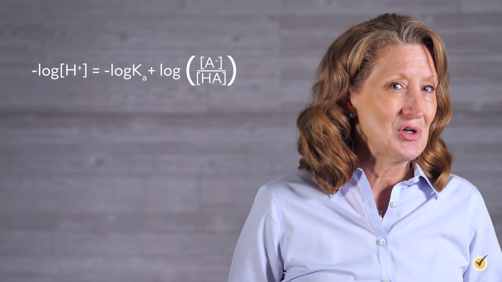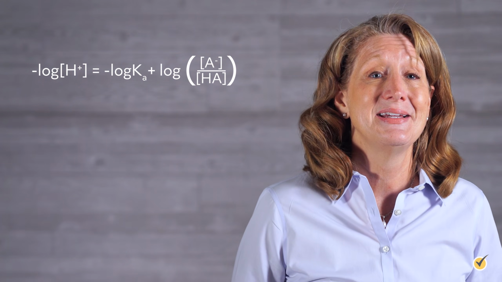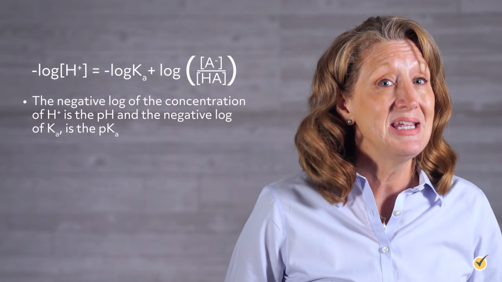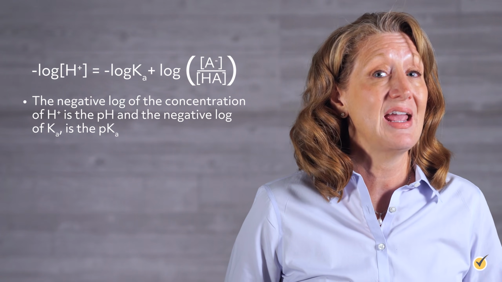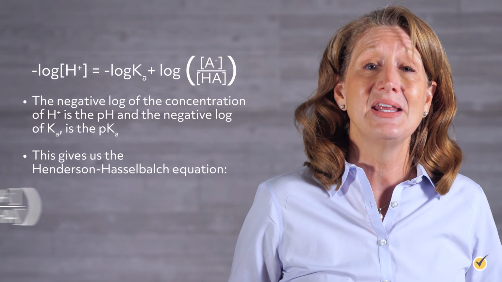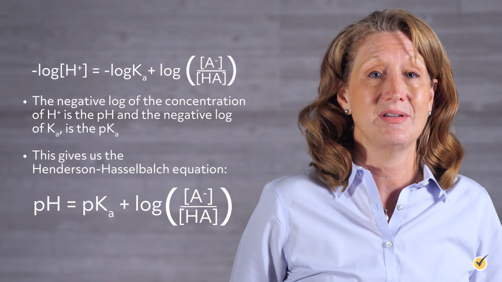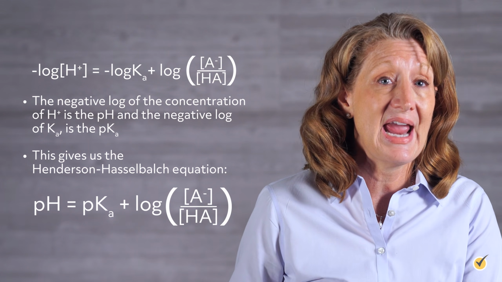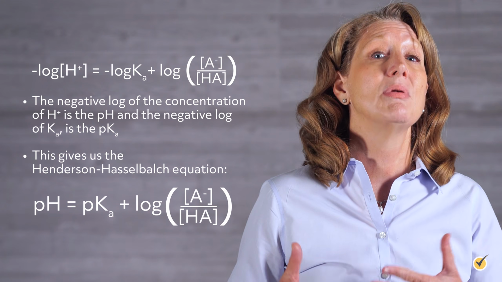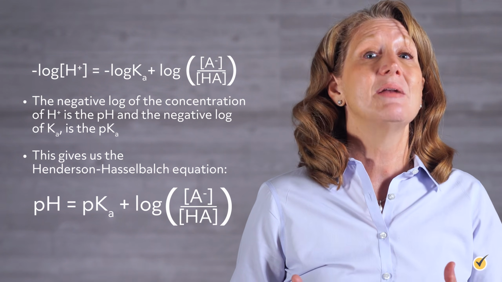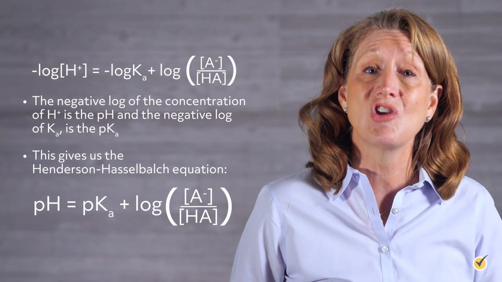Notice that some of these terms are familiar to us. The negative log of the concentration of H plus is the pH, and the negative log of Ka is the pKa. This gives us the Henderson-Hasselbalch equation. The pH of a solution is equal to the pKa of the acid plus the log of the concentration of A minus divided by the concentration of the HA.